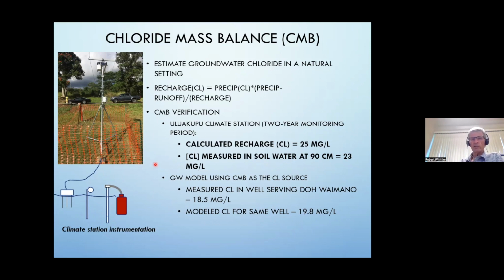Put that into our groundwater model, because not only do we have a climate station and lysimeters, we have a well right outside of our office. So we collect a sample from the well. Chloride is about 18.5 milligrams per liter. The model chloride for that same well is about 19.8 milligrams per liter. So we seem to have good agreement there.